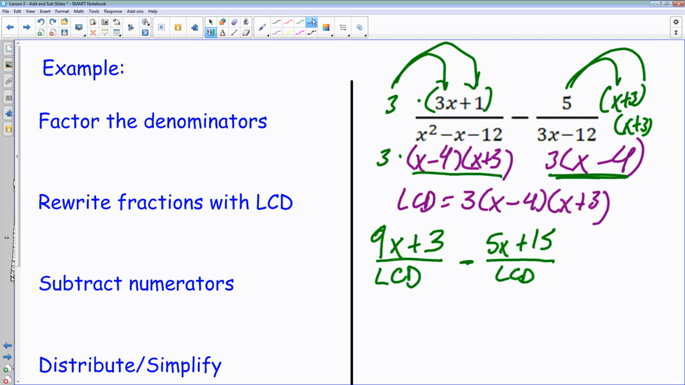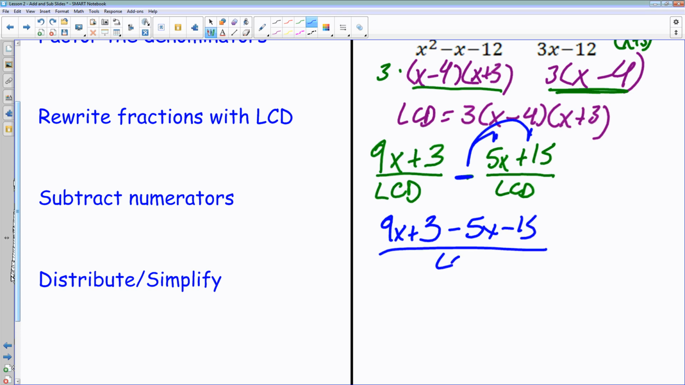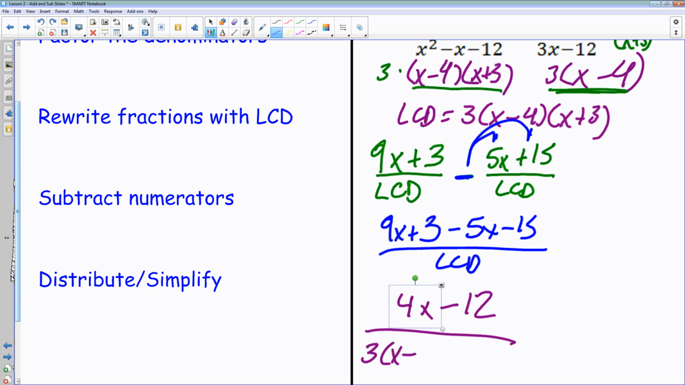Now we're ready to subtract because it's a subtraction problem. So don't forget to distribute that subtraction sign through. So if I rewrote the whole thing, it'd be 9x plus 3 minus 5x minus 15 over my LCD. Okay, so let's combine any like terms. So 9x minus 5x is 4x, and 3 minus 15, that's going to be minus 12, all over. And now I'm going to actually write back in my LCD, which is 3x minus 4 and x plus 3.